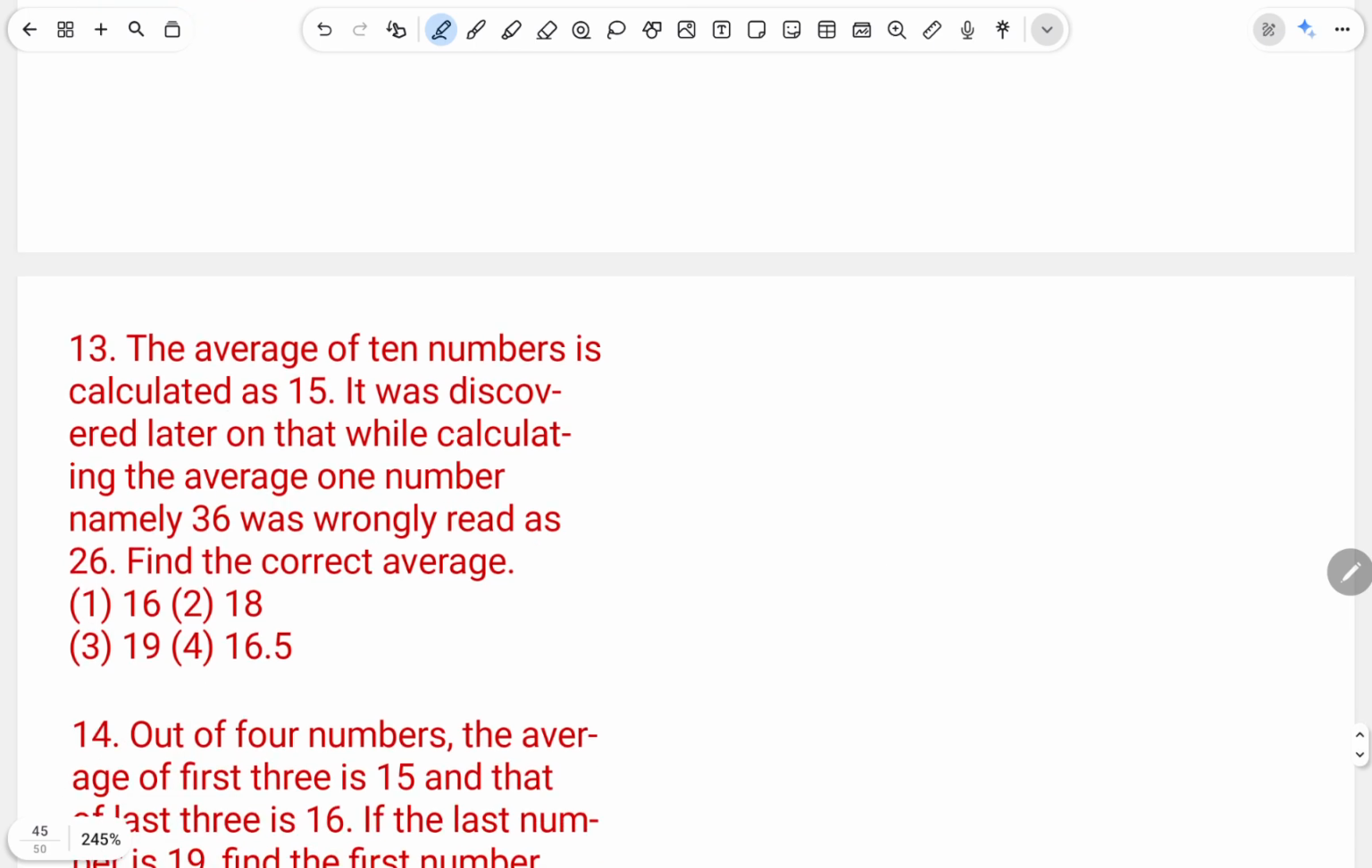The average of 10 numbers is calculated as 15. It was discovered later on that while calculating the average, one number, namely 36, was wrongly read as 26. See, average of 10 numbers is given 15. 36 should be there, but it is wrongly written as 26, means 26 should be eliminated, 36 to be added, whole divided by 10 numbers. Difference is 10 by 10, 15 plus 10 by 10 is 16.